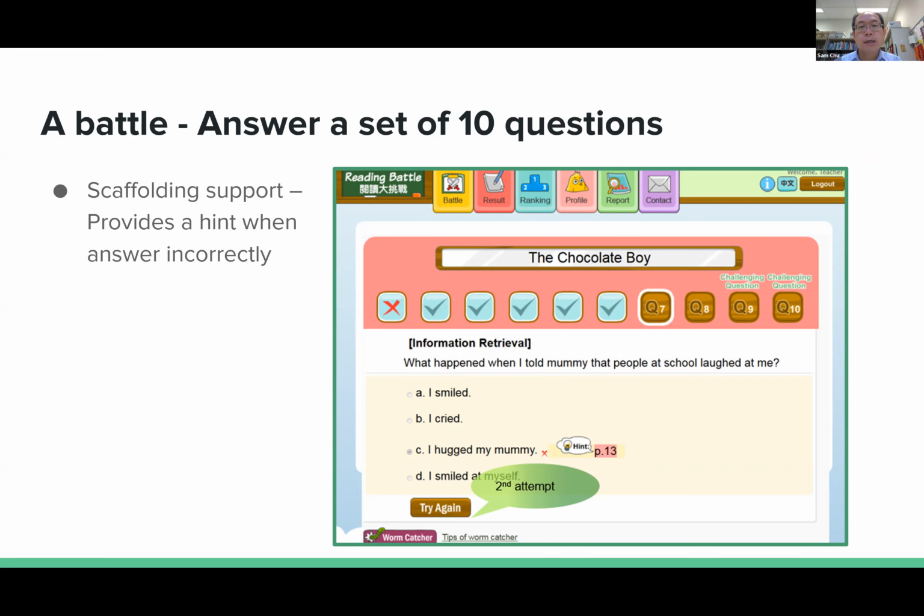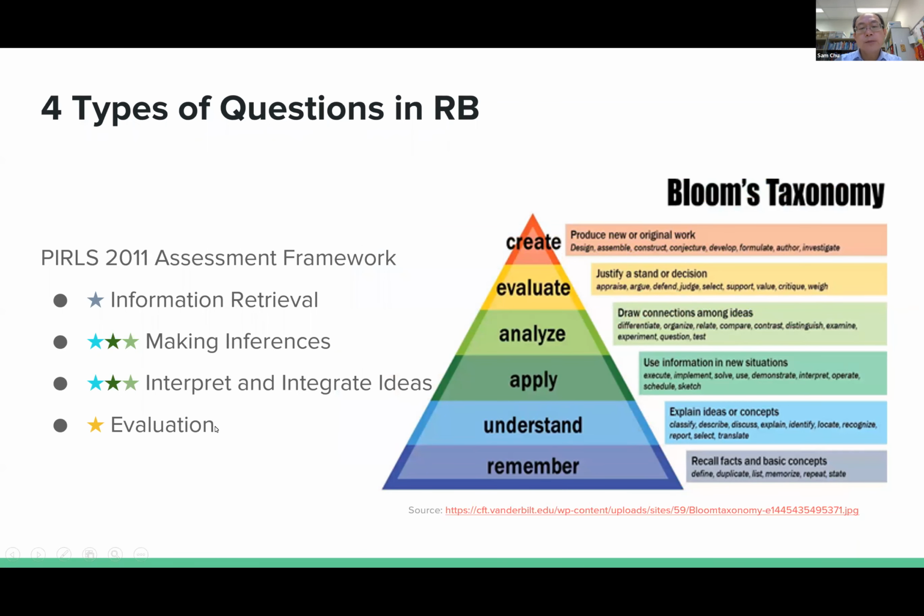The reason to design it like this is so that the students will not see this as an exam, but rather as something where they can have a small success. As long as they try, they can keep building their success. And when a question is answered incorrectly, then we apply something that we call scaffolding support through providing a hint. Usually that is asking students to read a page or a range of pages for hints, and then answer the question again. And I'd like to mention that there are 4 kinds of questions in reading battle.